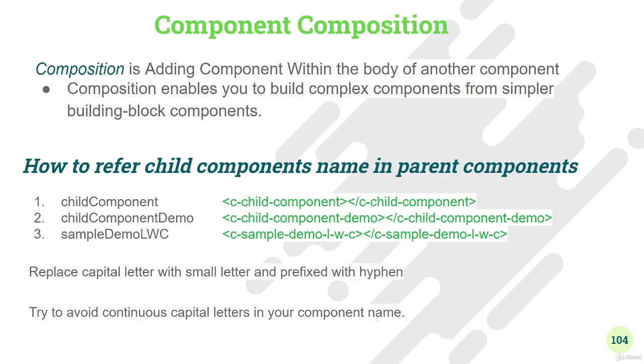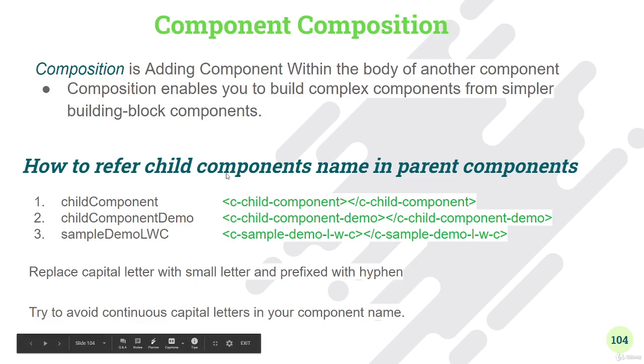There are many benefits of small components: they're easy to test, more reusable, and they give you the freedom to write clear code, which is more readable, right? So we always try to build small components. Once your small components are ready, we integrate them into the bigger component, or the parent component, and that's how we build the bigger app. Composition enables you to build complex components from simple building block components.